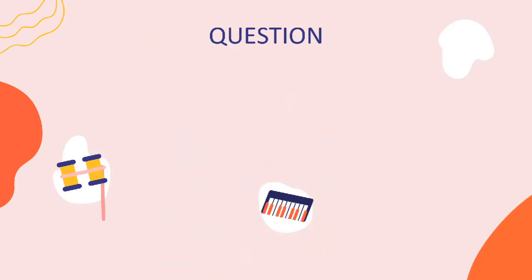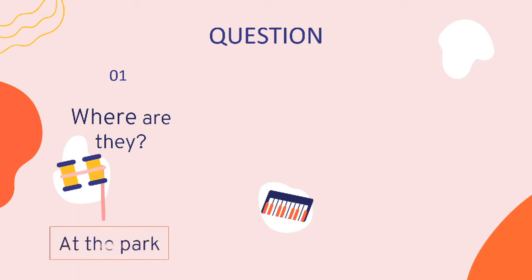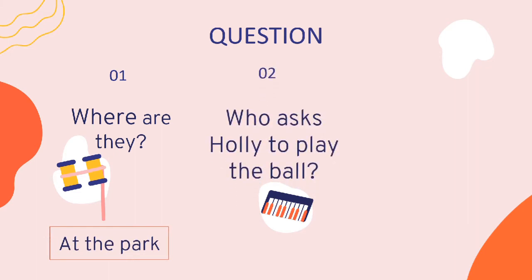Here's the question time. I have 3 questions here. Question 1. Where are Amy and friends? They are? Yeah, they are at the park. Great, at the park. So, they are at the park. Next, second question. Who asked Holly to play the ball?